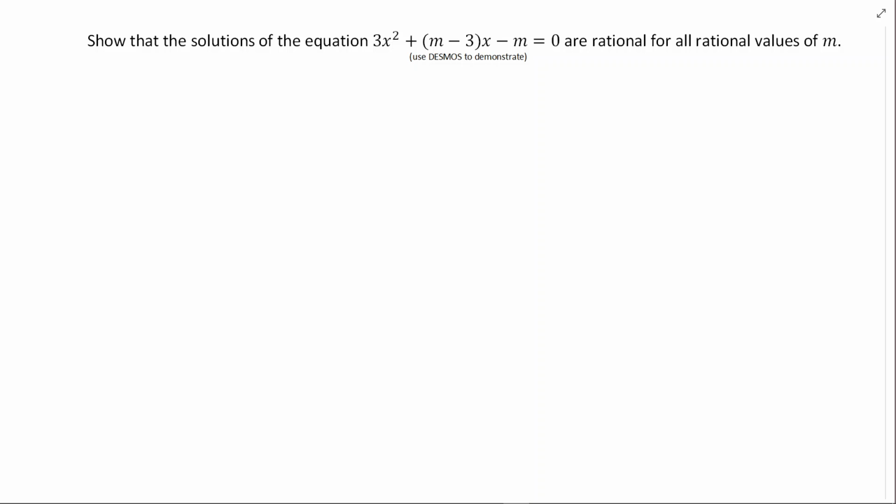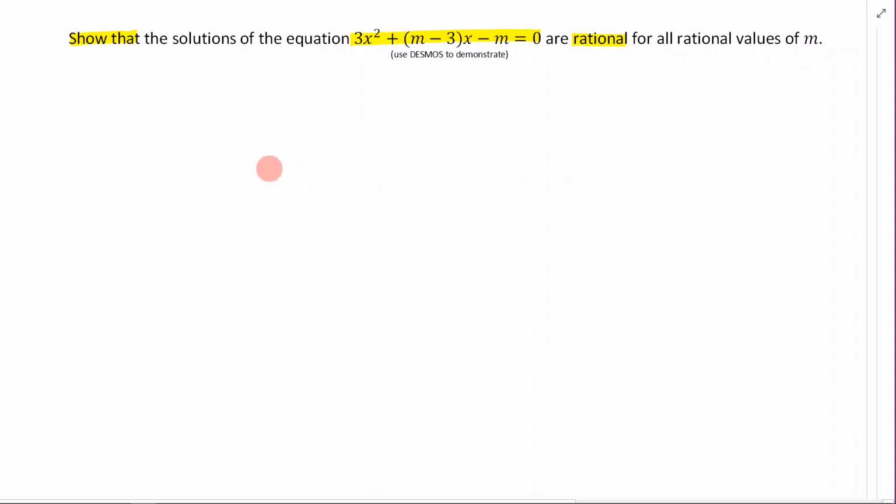Welcome. So in this part of the lesson, we're going to be answering this question before us. Let's give it a read and see how we go. It says, show that the solutions of the equation this are rational for all rational values of m. So what we need to do is show that the solutions to this are rational.